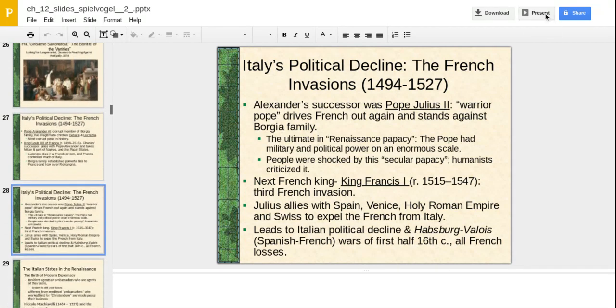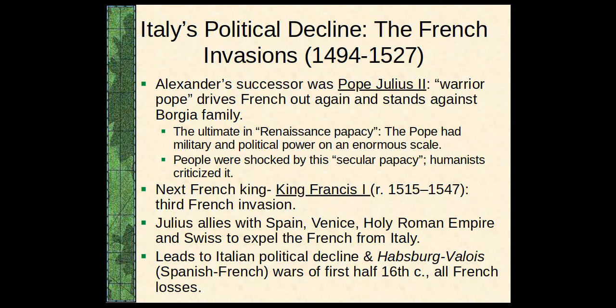All right, now, Alexander's successor was also a pope you have to know. His name was Pope Julius II, and you remember him as the warrior pope. He is a military general as well as a pope, and he drives the French out once again, and he stands up against the Borgia family. He is the ultimate in the Renaissance papacy. He is the pope of the Renaissance. He had military and political power on an enormous scale. But people were shocked by his secular papacy. That the Pope should be more of a stand-aside kind of guy instead of leading armies. Humanists, which is this new movement in this time period, also criticized his papacy.